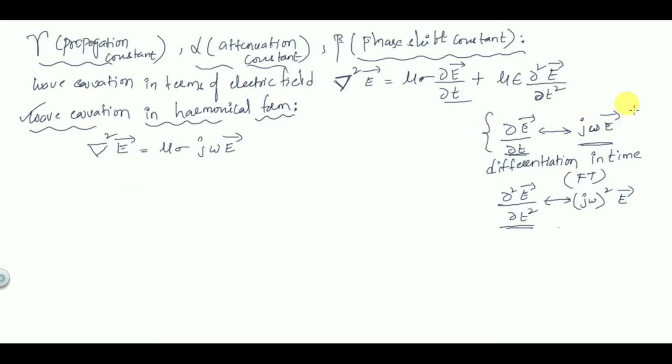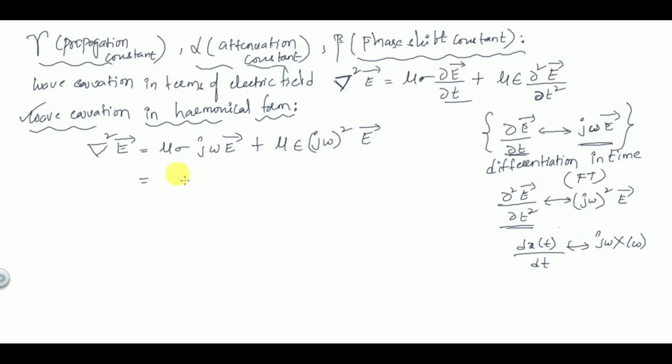Understood? What does the differentiation in time property state? d x of t by dt is equal to j omega into x of omega. Similarly, dou E bar by dou t is equal to j omega into E bar. So this is mu sigma j omega E bar plus mu epsilon into j omega whole square into E bar.